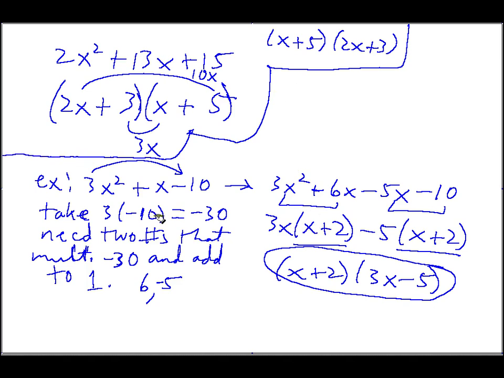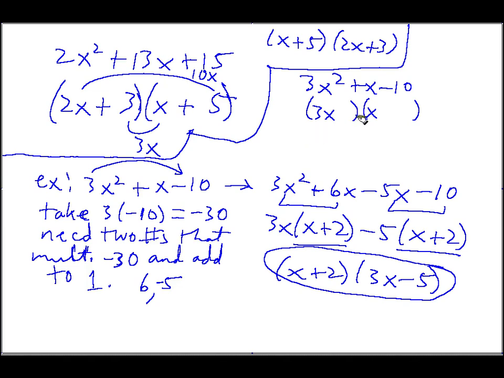Let me do the same problem here by trial and error. Let me write it down again: 3x squared plus x minus 10. I make 2 sets of parentheses here. Imagine the FOIL method. Which 2 terms will give me 3x squared? How about 3x multiplied to x? That will give me 3x squared, wouldn't it?